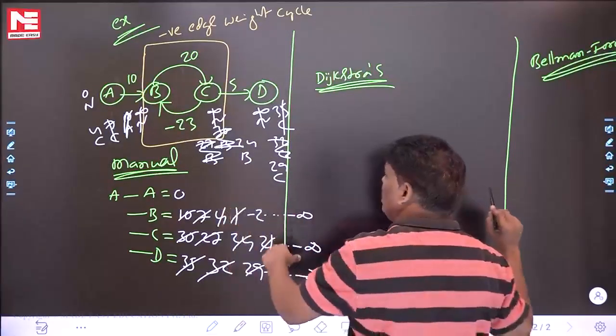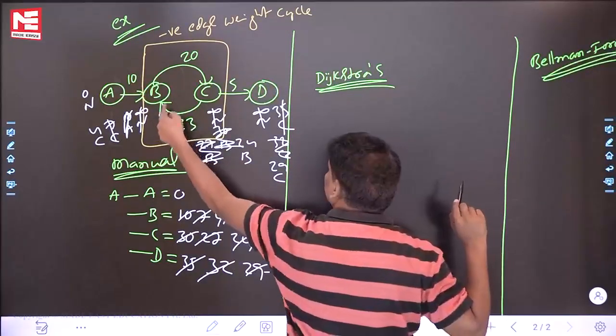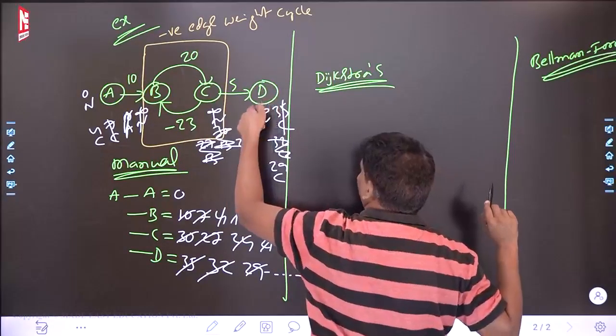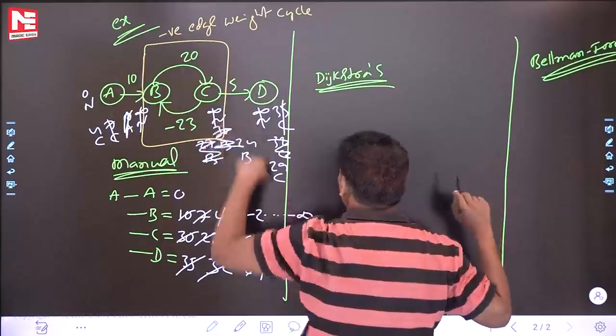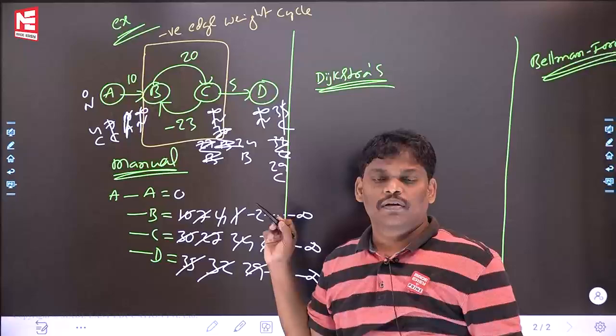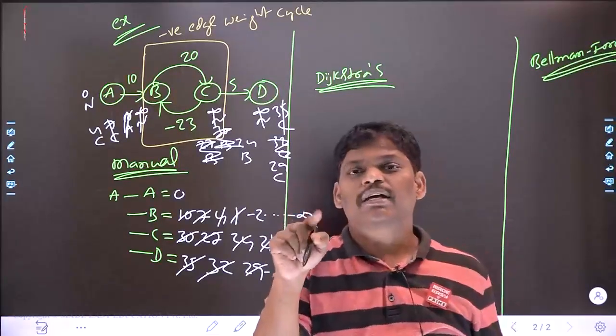But Dijkstra's, do you believe in Dijkstra? See this one. To get this as minus infinity, you have to do it infinite times. But Dijkstra's will do one time only. It is guaranteed to give the wrong answer. A negative edge weight cycle is there, so Dijkstra's is guaranteed to give a wrong answer.